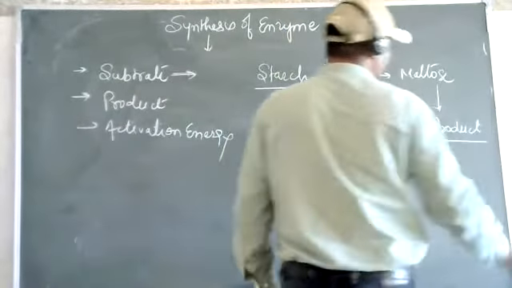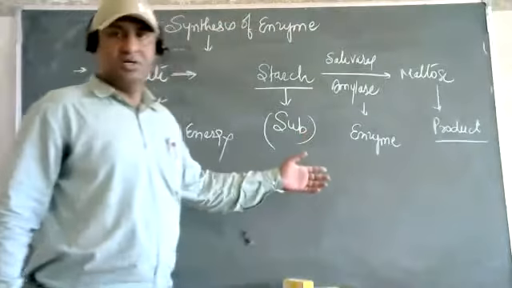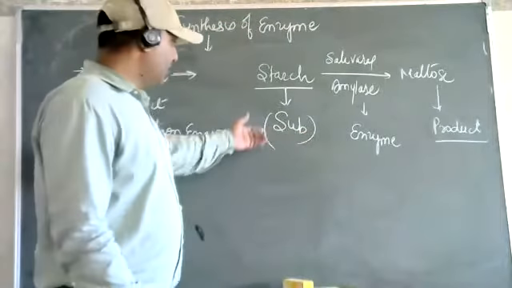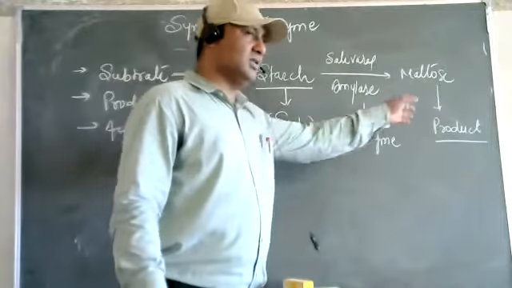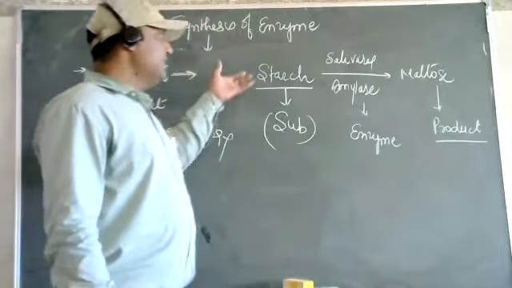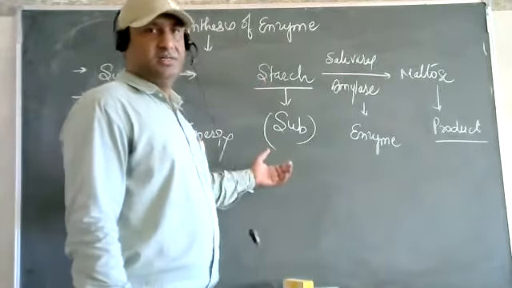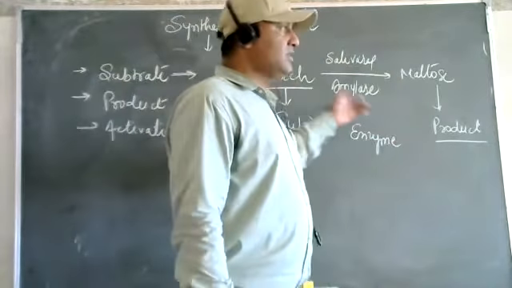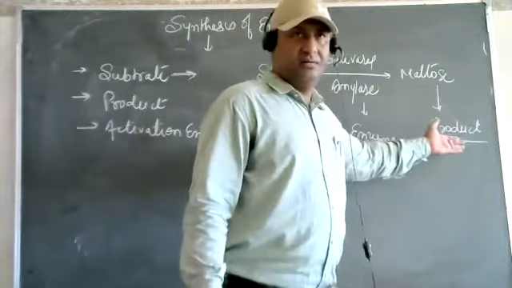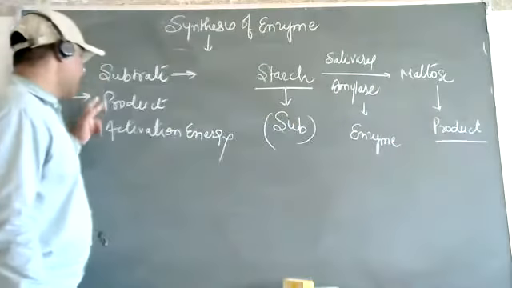So in a single equation, we can easily understand what is the substrate, what is the enzyme, and what is the product. The chemical on which the enzyme acts is called the substrate, and the result of the substrate conversion is the product.